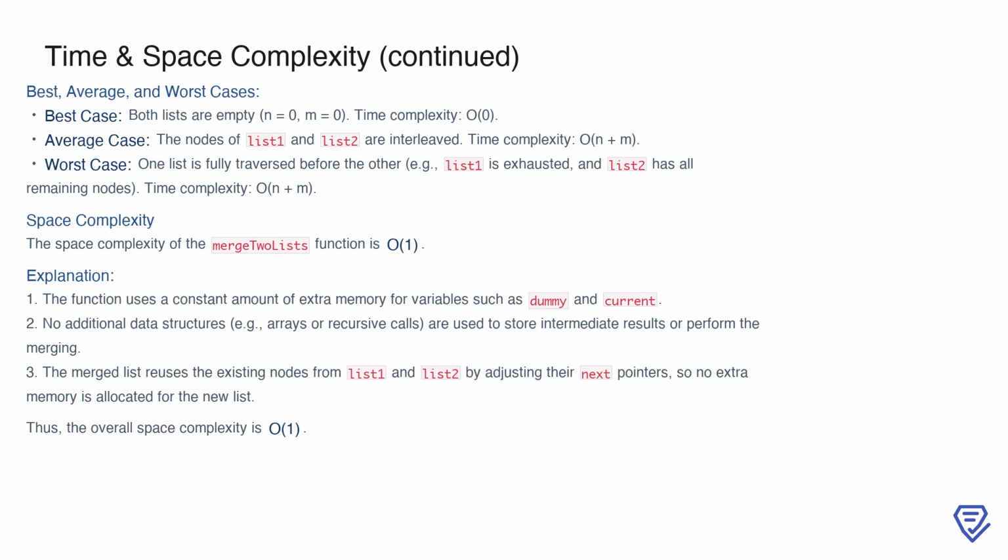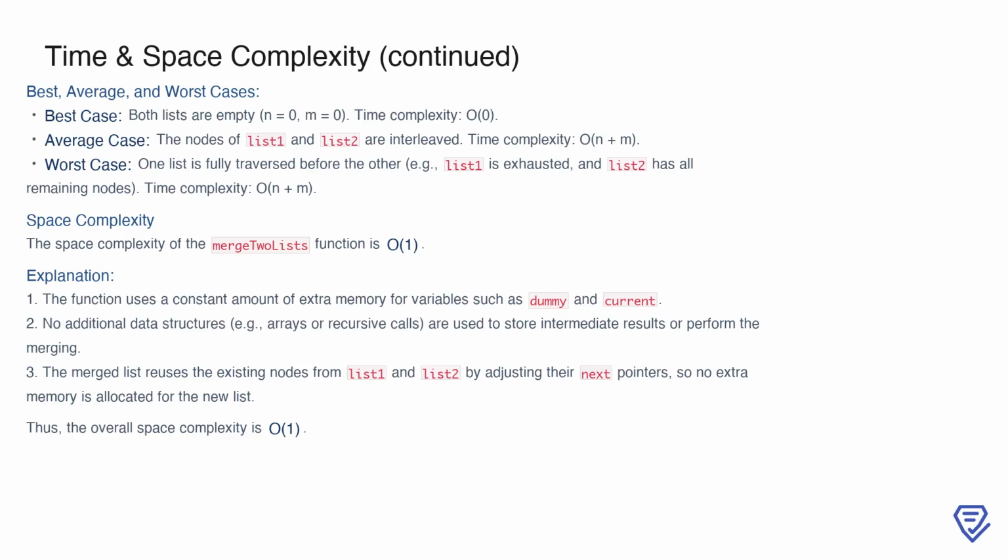The average case happens when the nodes of list 1 and list 2 are interleaved, and the time complexity remains O(n + m). The worst case occurs when one list is fully traversed before the other, such as when list 1 is completely exhausted while list 2 has all remaining nodes. Even in this scenario, the time complexity is still O(n + m).